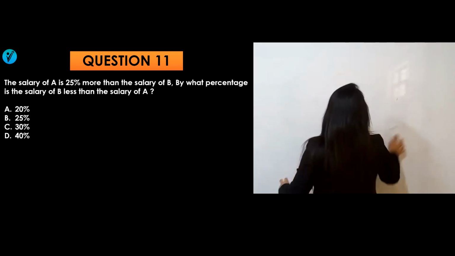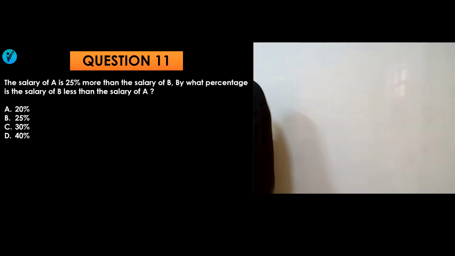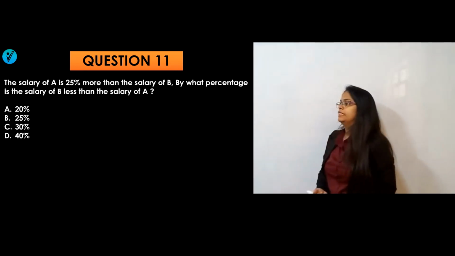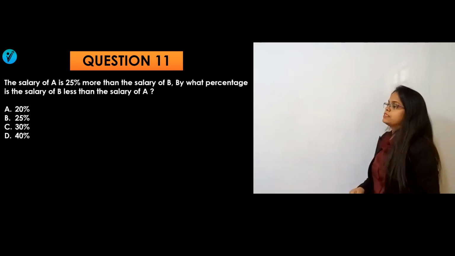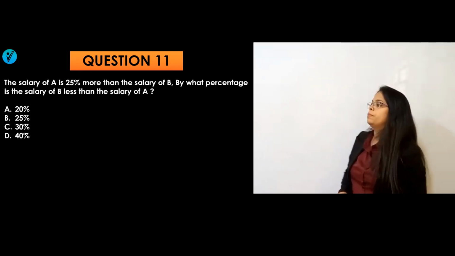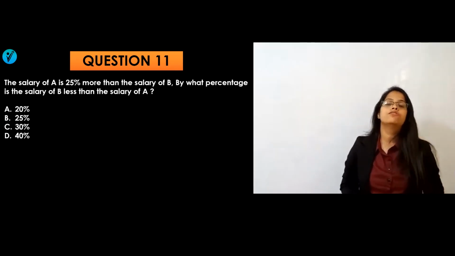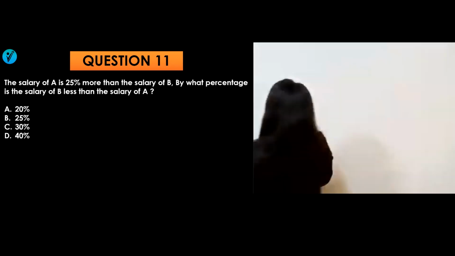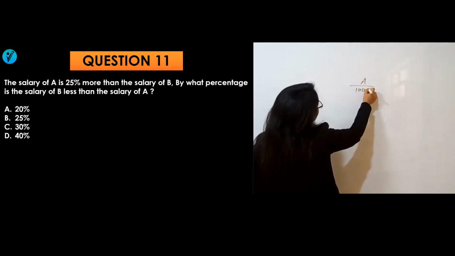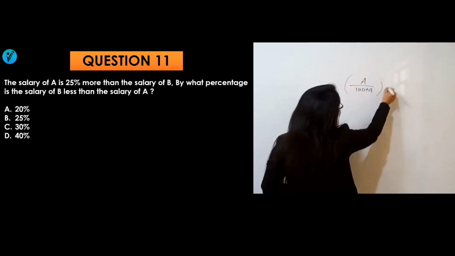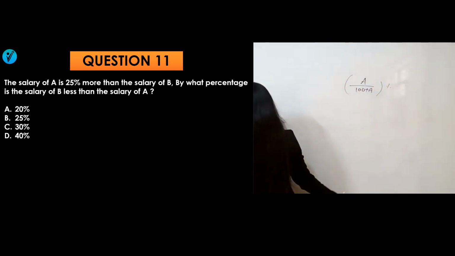What are they saying in this question now? The salary of A is 25% more than the salary of B. By what percent is the salary of B less than the salary of A? For this, whenever A is more than B, we have a formula: A divided by 100 plus A, where A is nothing but the given percentage.